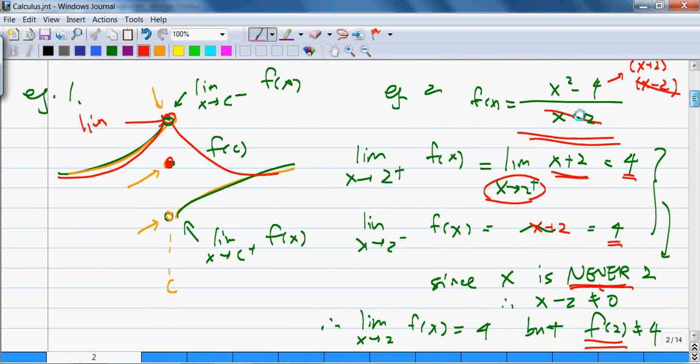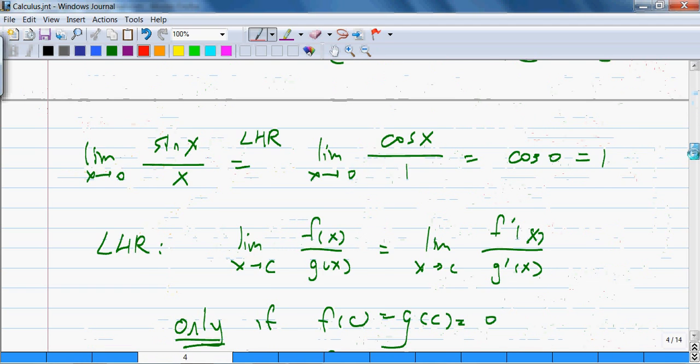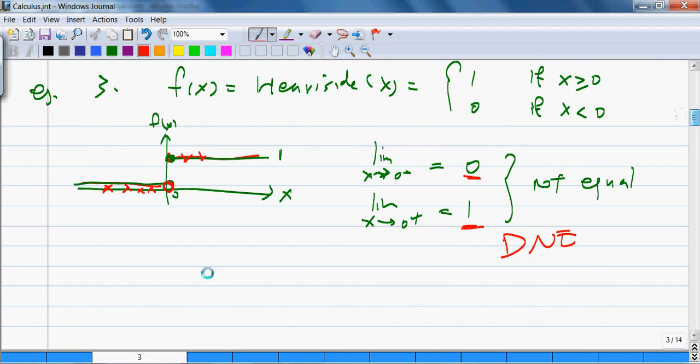And by the way, if you want to draw a diagram of the earlier function, I think it will be the line x plus 2, but this point is empty because it does not exist, so it's basically a line with an empty point. So the limit exists here, but the function is not defined here.